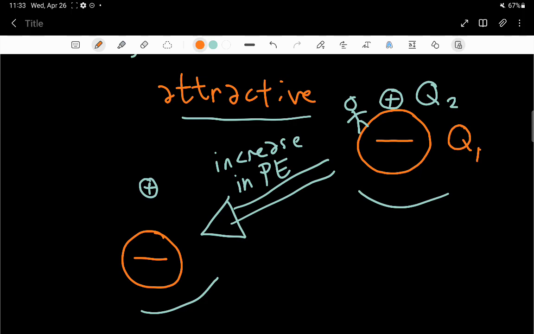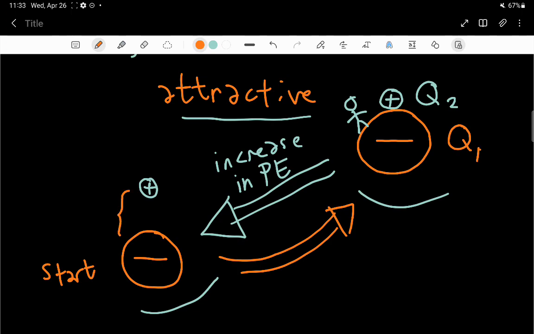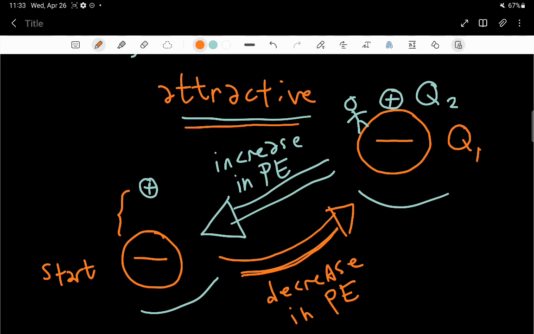On the other hand, if instead you started here and went this way instead, so you had two oppositely charged particles that were kind of far apart, right? There was a big distance between them, and then you allow them to come together, then this is a decrease in electric potential energy, right? And that's the case of attraction, just like gravity.